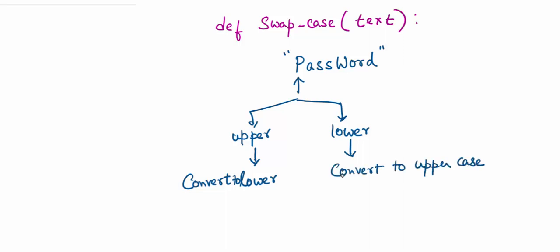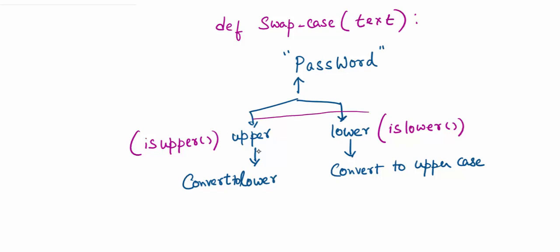Are there any inbuilt functions in Python for this? Yes, there is. So for this, we use isLower. That's a function. So given a character, if you run the isLower function, it returns true if it is a lowercase and false if it is an uppercase. And similarly, isUpper, right? That will take care of this part.